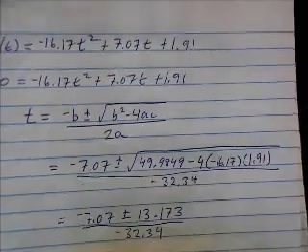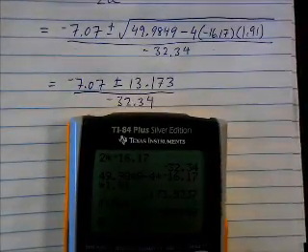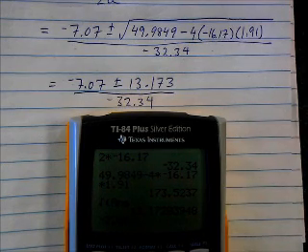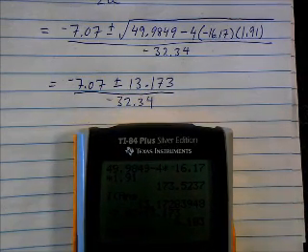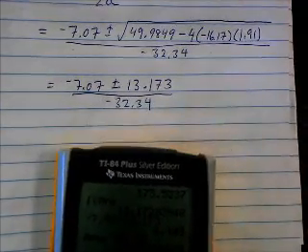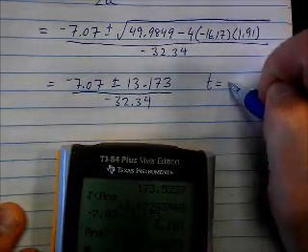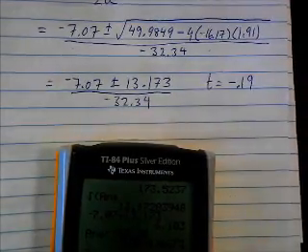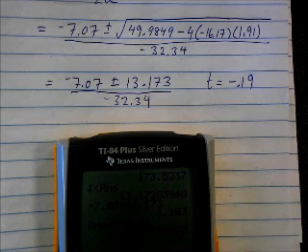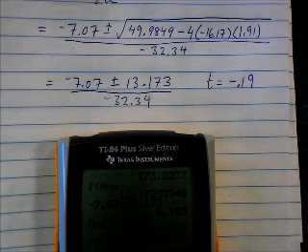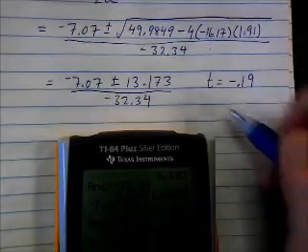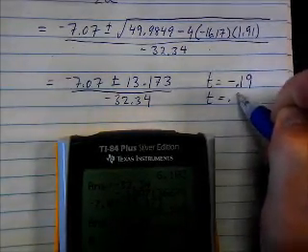So let's see what we get when we do that. Negative 7.07 plus 13.173 divided by negative 32.34. So one answer I get is t equals negative 0.19. I'm going to round to 2 decimal places again. And then the other answer, negative 7.07 minus 13.173 divided by negative 32.34. t equals 0.63.